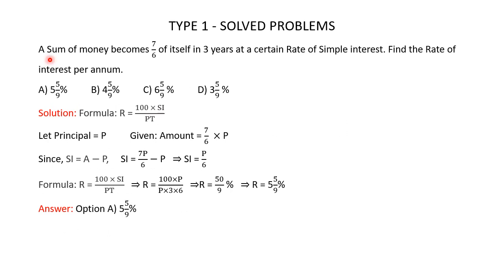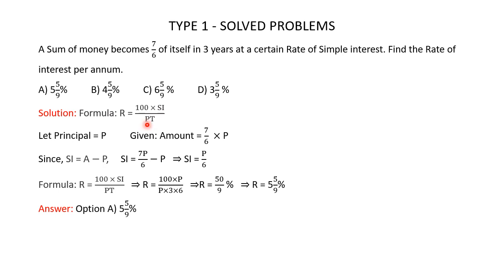A sum of money becomes 7/6 of itself in 3 years at a certain rate of simple interest. Find the rate of interest per annum. Here you are given 4 options and you have to find out which of these options is the correct one. So here you are asked to find the rate of interest per annum. So use the formula R is equal to 100 multiplied by SI divided by PT. Now it's given that time is 3 years, but we do not know what is simple interest and what is the principal.